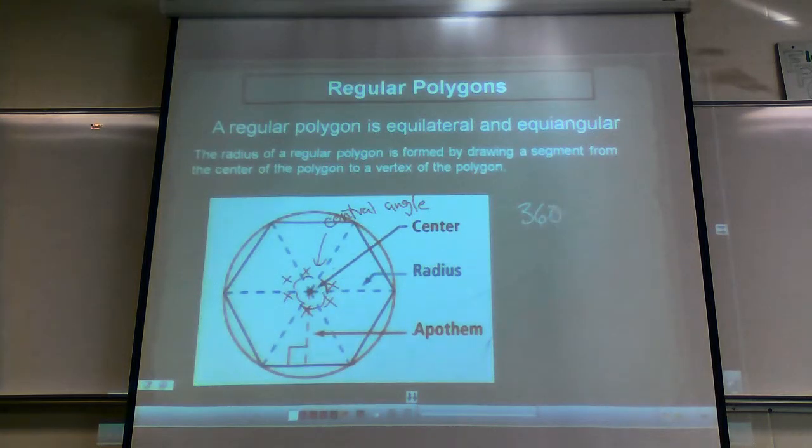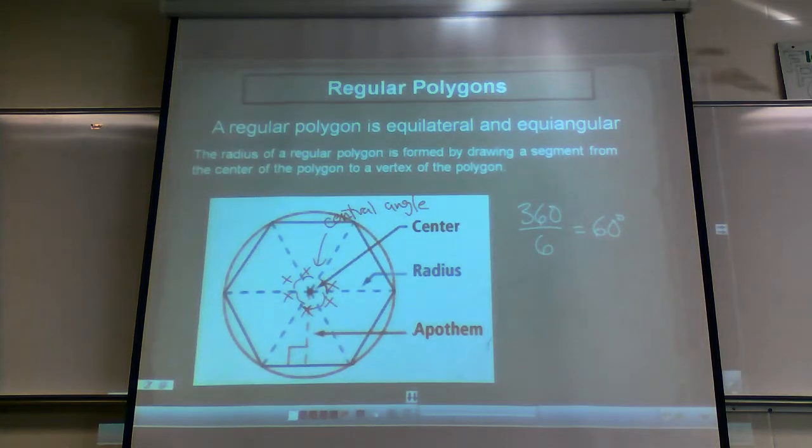All right, so you're telling me you do 360 divided by 6. Why did you pick 360? Because if you put them all together, you can look at it, guys, they make a circle, right? There's always 360 degrees in a circle. There are 6 of those angles, they're all the same, so that's why you do 360 divided by 6. So in this case, that central angle is 60 degrees.